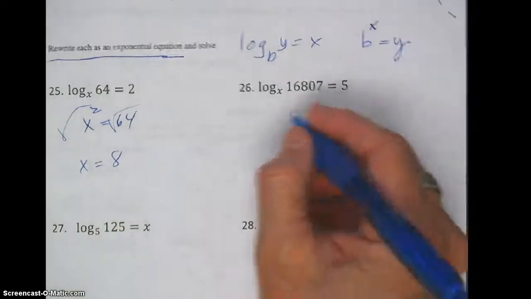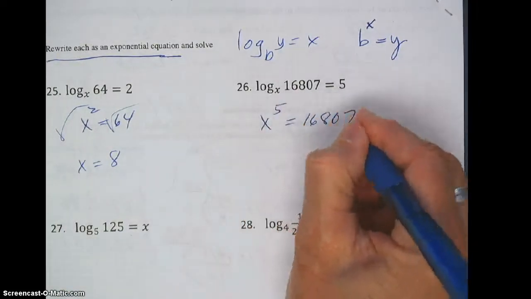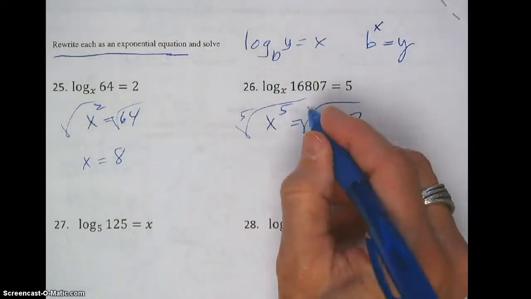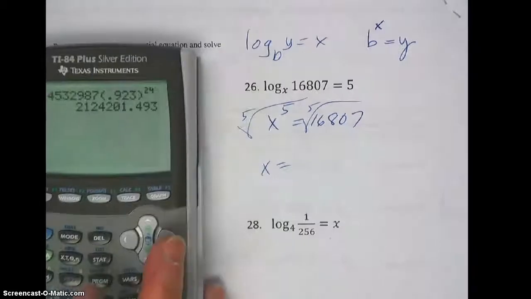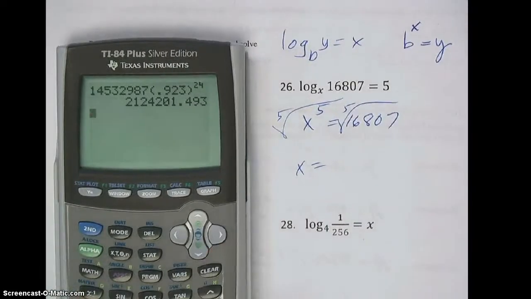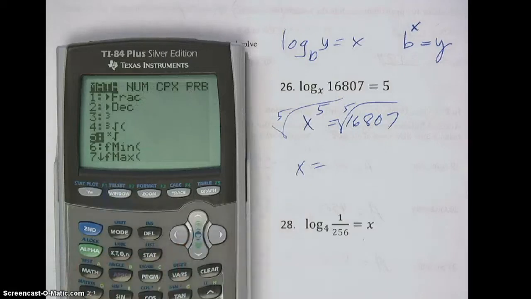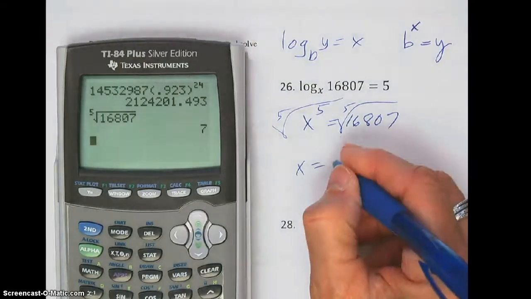In number 26, x to the 5th equals 16,807. I want to take the 5th root of this. So remember how we took the 5th root on our calculator. We actually punch in the 5 first and then go to math and come down here to this funny looking root and then punch in your 16,807, and this will give you x equal to 7.